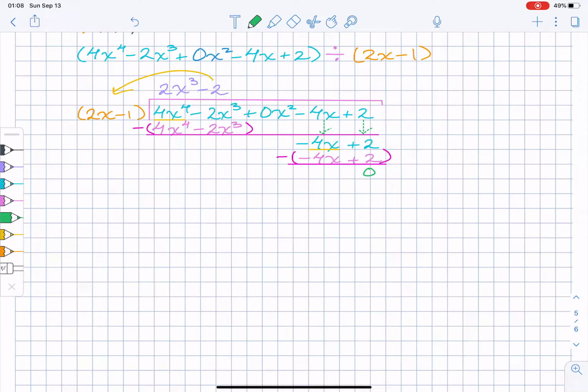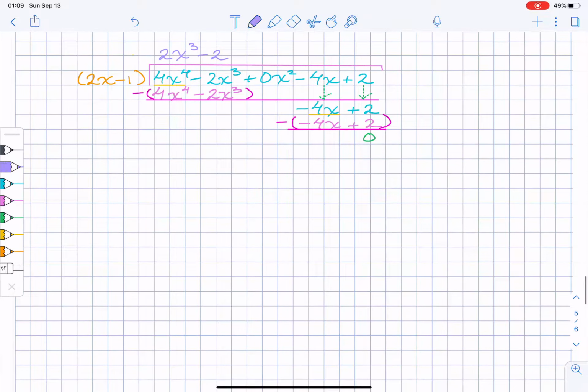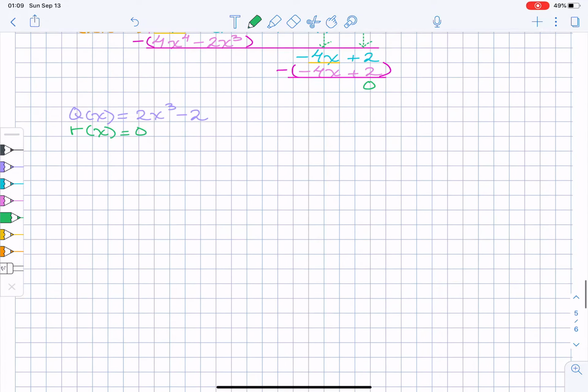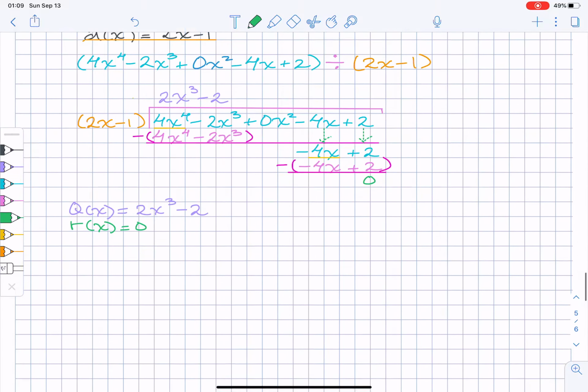Okay, well, we can check this with synthetic division. What's important? Why, Steve Jobs? Why? I just don't get it. Okay, so do you agree our quotient in this case, q of x, is 2x cubed minus 2, and our remainder, once again, was 0. So let's see if we get the same thing when we do synthetic division.